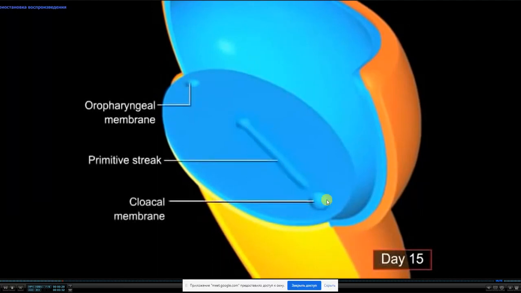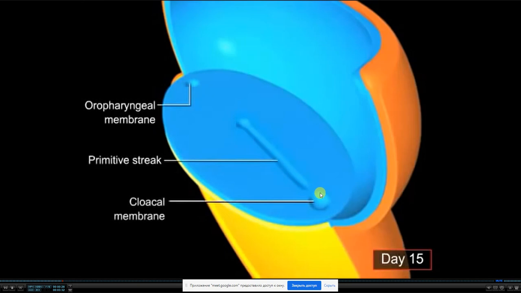Okay, let's explain these three structures. We have the oropharyngeal membrane, the future oral cavity and pharynx. Pretty obvious. This is just a membrane, like an indication of the epiblast. Further on we'll discuss what it is. Here we have the cloacal membrane. What is a cloaca? I hope you remember it from biology. If not, I remind you.